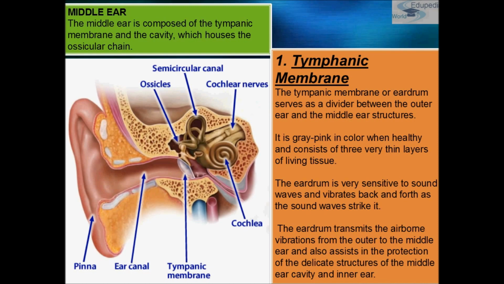Okay, and the eardrum transmits the airborne vibrations from the outer to the middle ear, and it also helps in the protection of the delicate structures of the middle ear cavity and inner ear. Okay, so this is the first component of the middle ear.